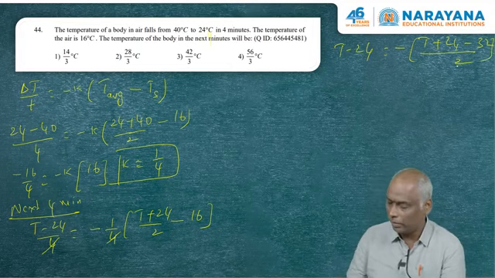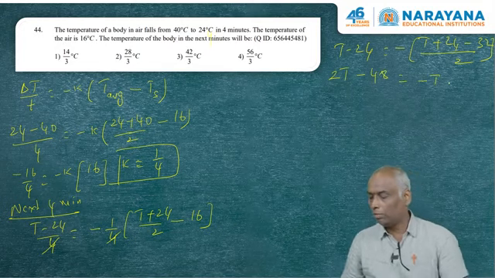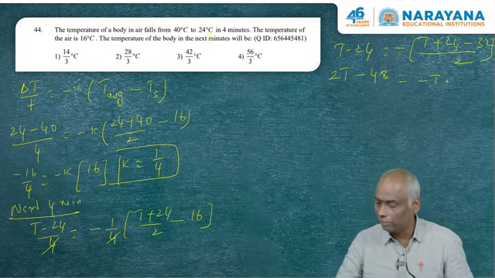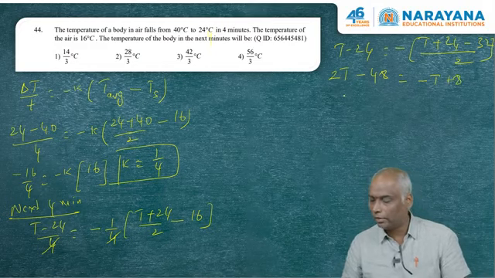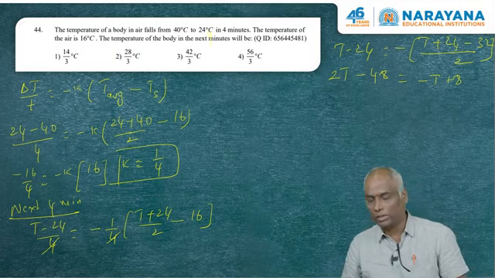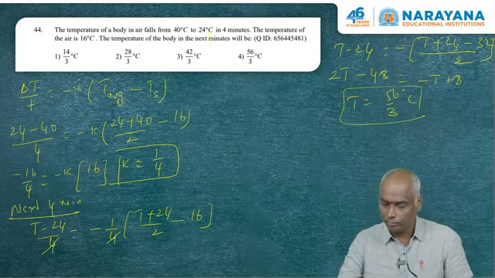On cross multiplying, we get 2T minus 48 is equal to minus T. 24 minus 32 is going to be minus 8. Minus of minus becomes plus 8. So now from this equation, we get 3T is equal to 56. T is equal to 56 divided by 3 degrees centigrade. Option 4.